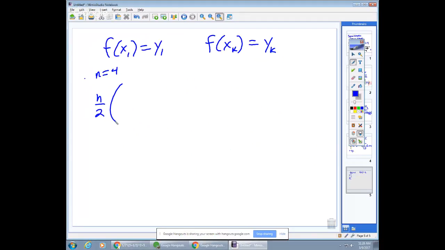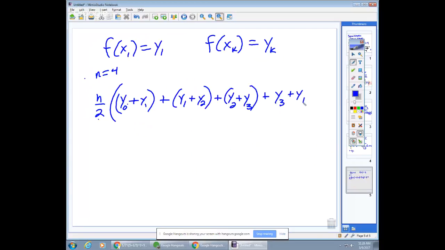And then the first one says take y value 0 all the way at the left and add it to y value 1. So that's the first average height. And then the next one, jumping through the interval, would be y1 plus y2. And the next one would be y2 plus y3. And the fourth one would be y3 plus y4.